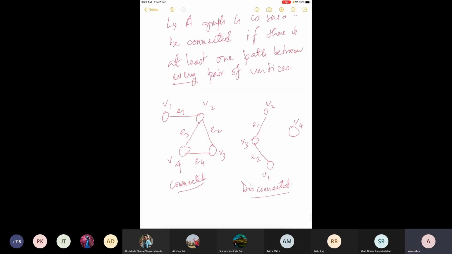So in the first graph, there is a path existing between every pair of vertices. In the second graph, there is a disconnected node from the rest of the network.